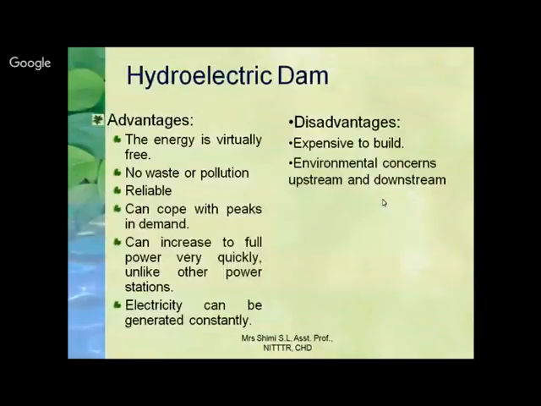Having seen hydroelectric dams' advantages and disadvantages: the advantages are that the energy is virtually free, there is no waste or pollution, and it is reliable and can cope with the peak demand and can increase to full power very quickly, unlike other power stations. That's why it is used as a base plant, electricity can be generated constantly. Some of the disadvantages: it is expensive to build. Okay, and then there is the environmental constraint downstream and upstream, flooding can happen, and many other problems are also there because of these dams. Okay, so that is the main disadvantage.